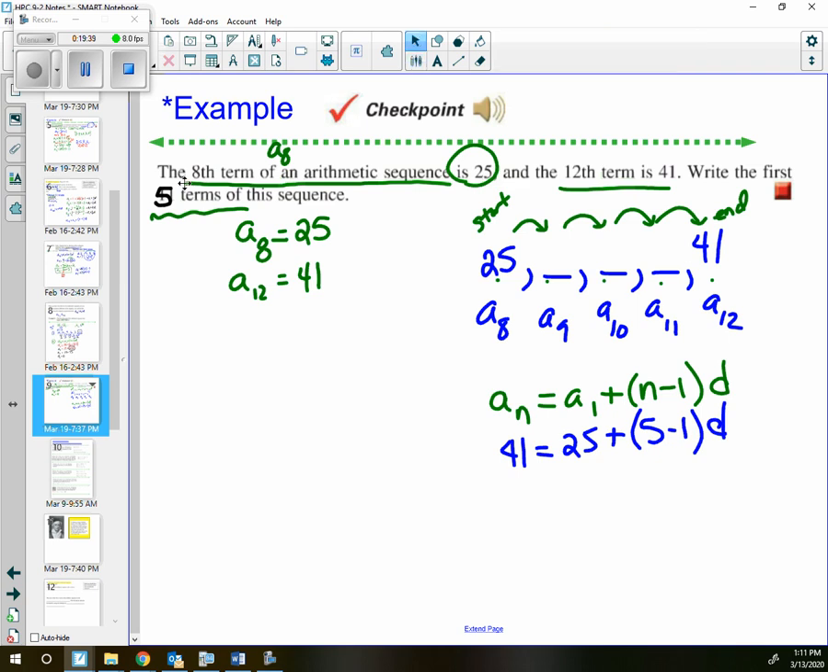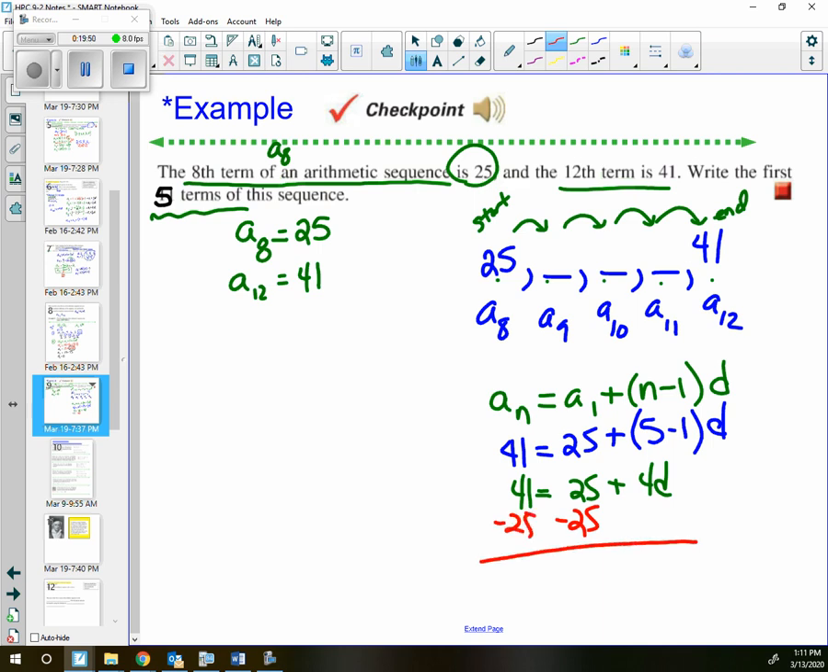So take a look at the arithmetic I would do here. 25 plus 4d equals 41. How would you solve that for d? Well, the first thing that you would do would be subtract 25. Think about what that means. 41 minus 25 is finding the difference between the top and the bottom number. Of course you have to do that. You have to figure out the total distance of change. So 41 minus 25 puts you at 16.